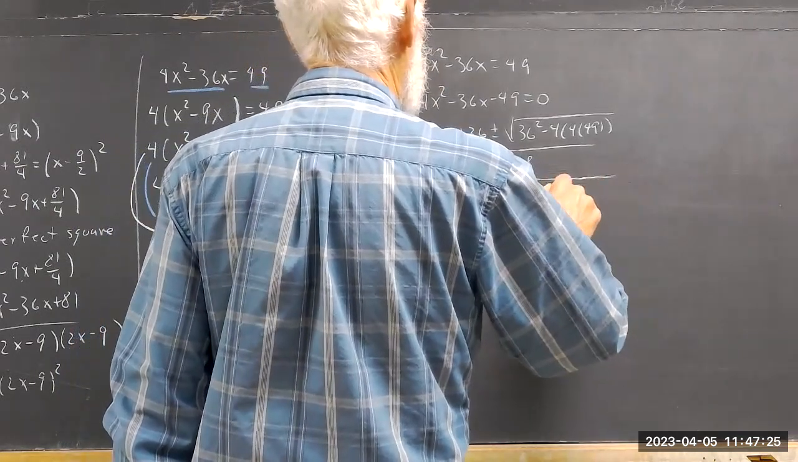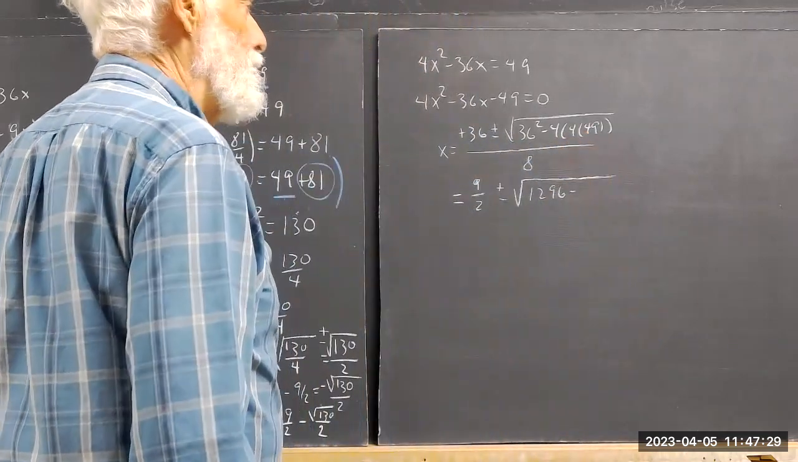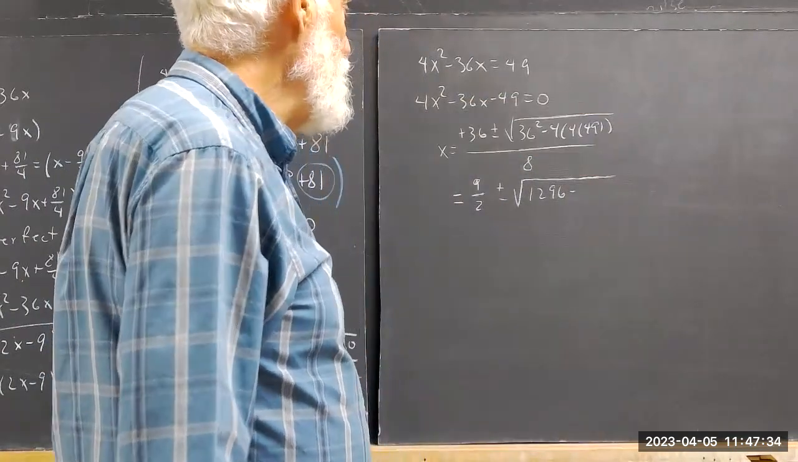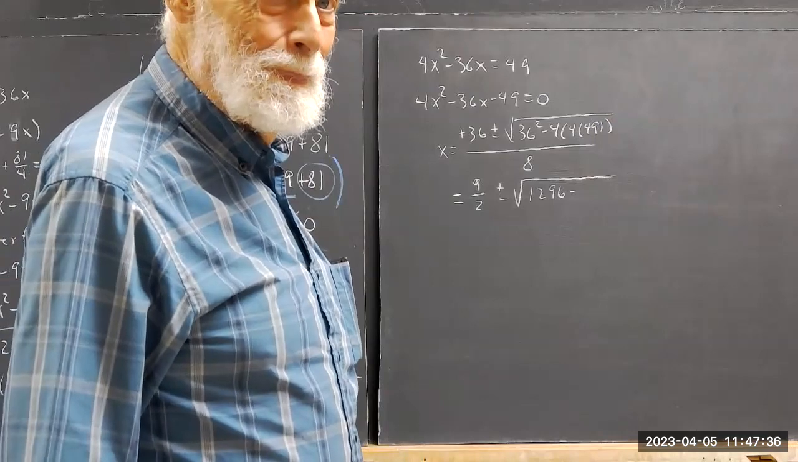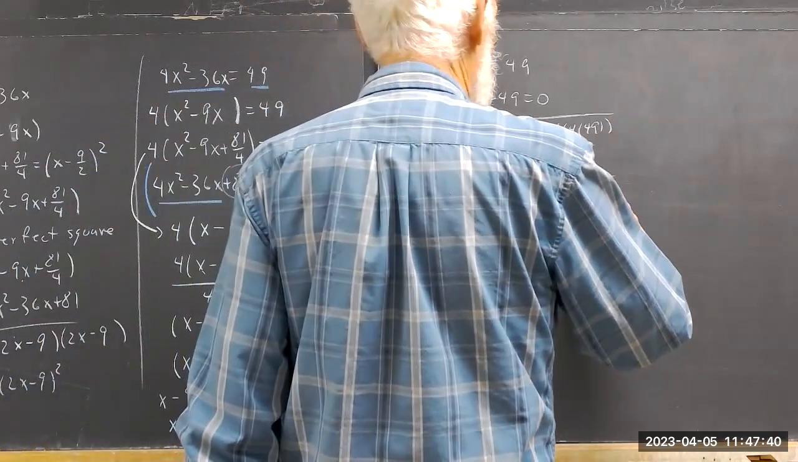That's going to be 1,296. Now, 4 times 49 is almost 200, and 4 times that makes it almost 800. But it's not quite 800, you have to subtract 16, and it's 784.